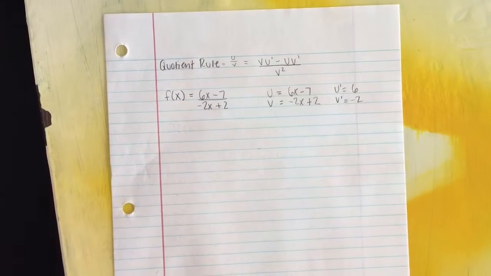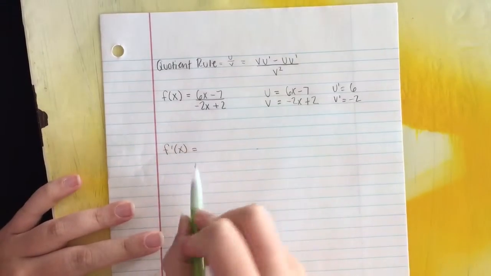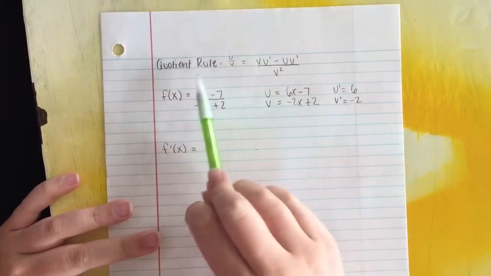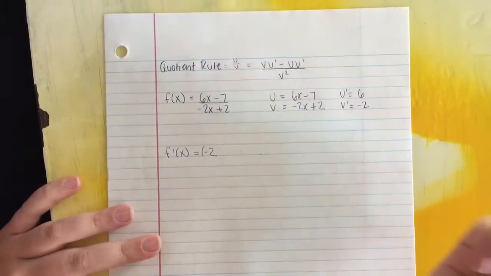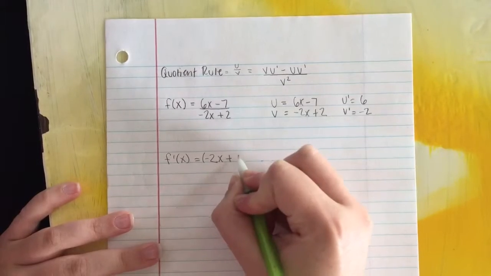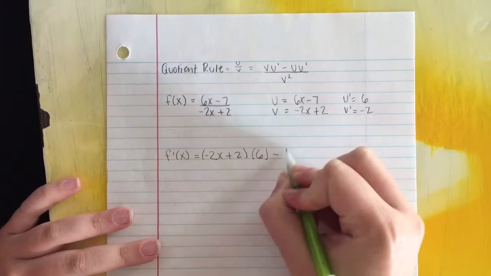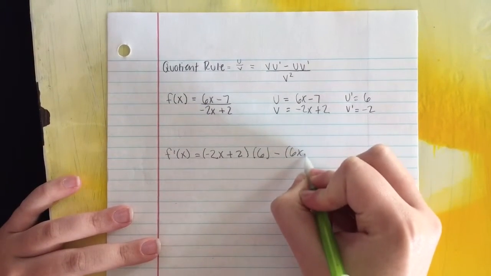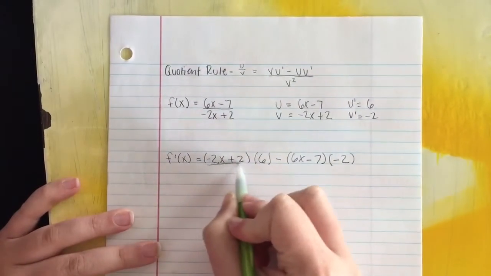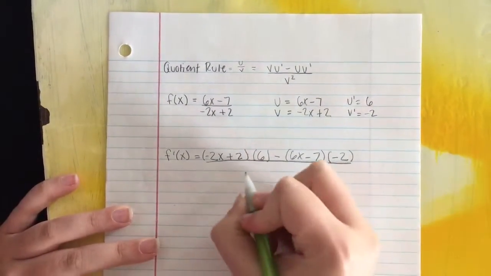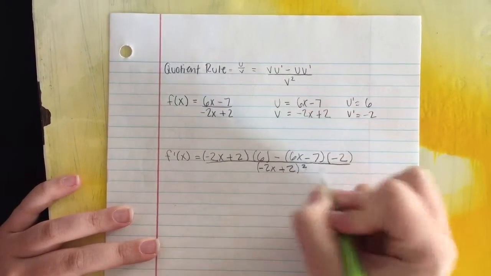So now we're going to actually solve the problem. So it's going to be f prime of x since we're finding the derivative. And now you're just going to plug u and v in for the quotient rule formula. So v equals negative 2x plus 2, you have to put it in parentheses, times u prime, which is 6, minus u, which is 6x minus 7, times v prime, which is negative 2. And remember, this is all going to be over v squared. So that's v, negative 2x plus 2, squared.